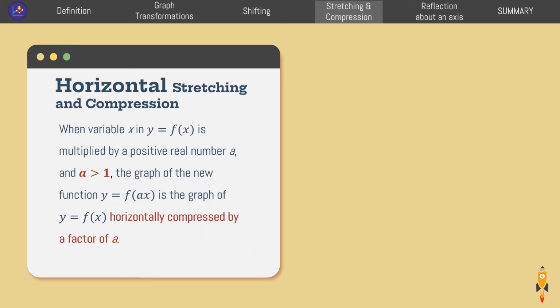When variable x in y equals f of x is multiplied by a positive real number a, and a is greater than 1, the graph of the new function y equals f of ax is the graph of y equals f of x, horizontally compressed by a factor of a.